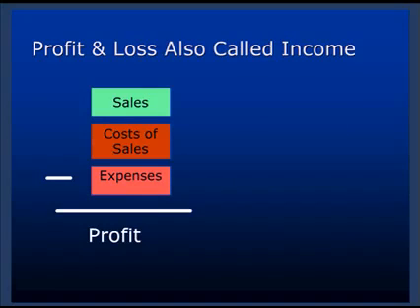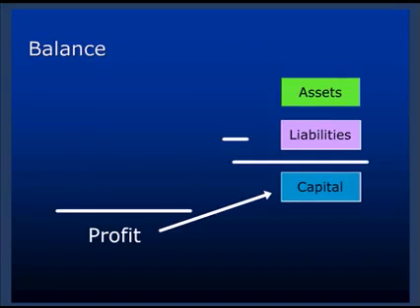Your profit and loss, also called income statement, takes sales and subtracts costs of sales, also called COGS or cost of goods sold, to calculate gross margin. And from gross margin, you subtract expenses, which would include interest and taxes and your regular operating expenses, to calculate profit. The balance sheet shows the financial position of the company at any given date.